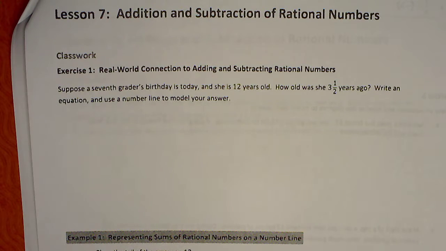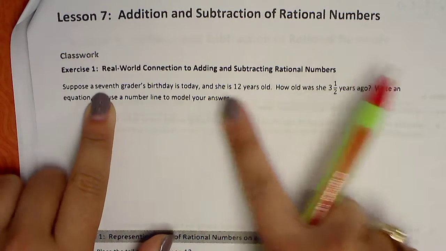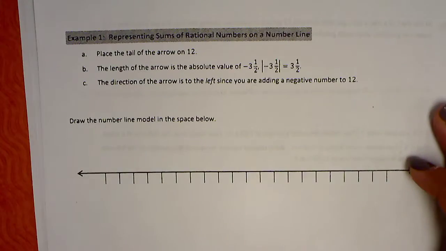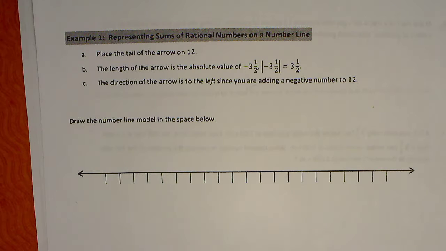All right, for lesson 7, this is actually the problem that we did on the no-show woe paper. So we're going to look at how they're telling us to draw the number line, just like we did, just kind of as a review, but we've already done this problem.